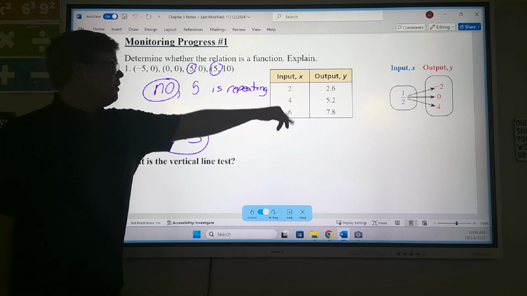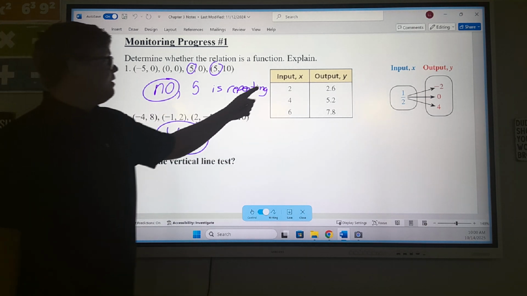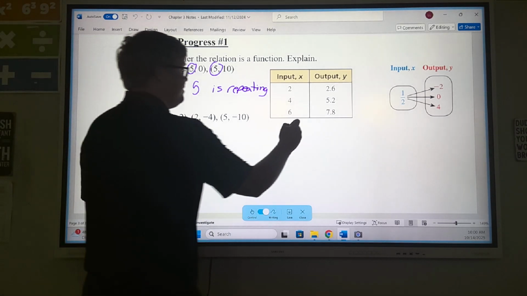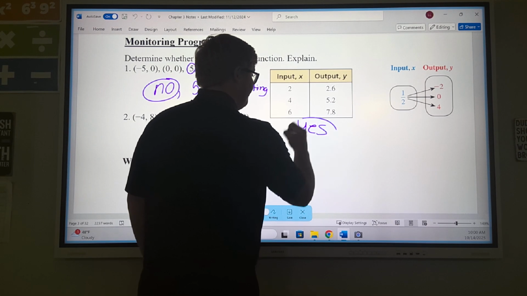Okay, we look at the table over here. I see 2, 4, and 6 for x's. None of them are the same, so yes, this table is a function.